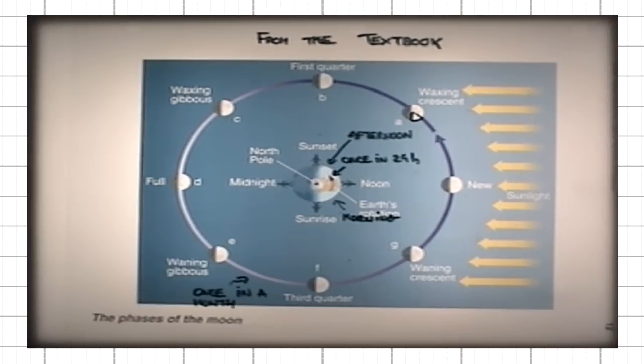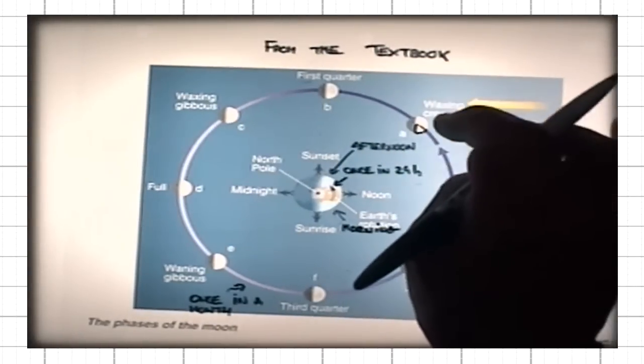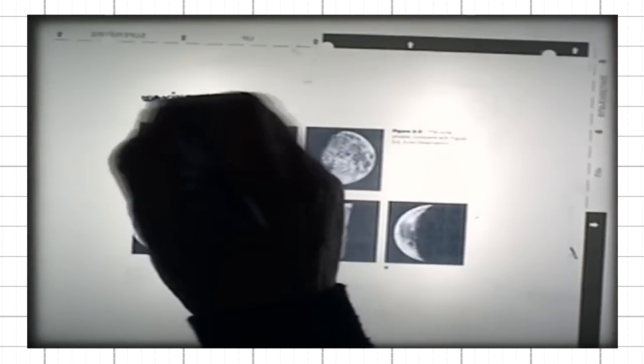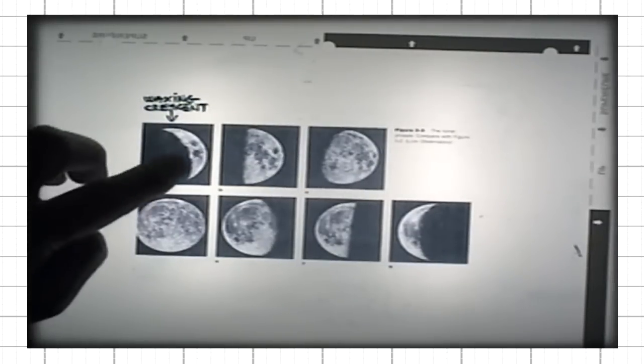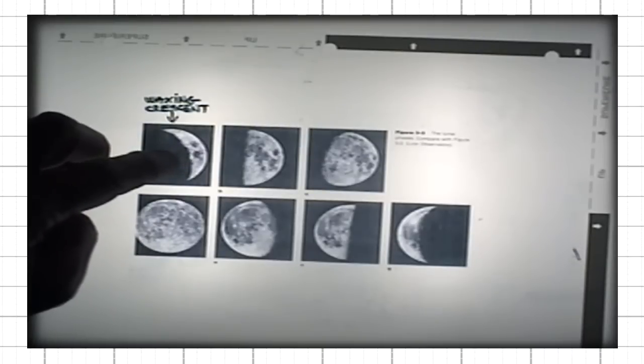Let me just show you the actual photograph. So when the moon is in this waxing crescent phase, this is what we see. It's crescent, but it's waxing because the amount of illuminated surface that we see is greater and greater over time.